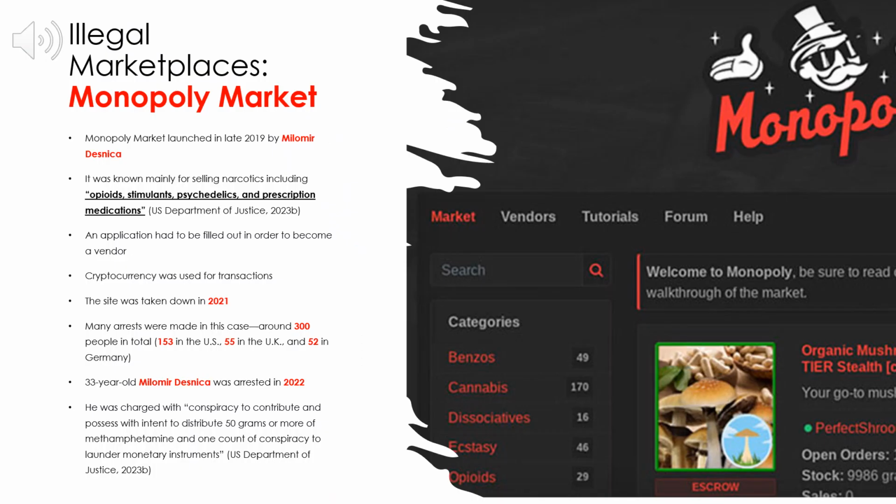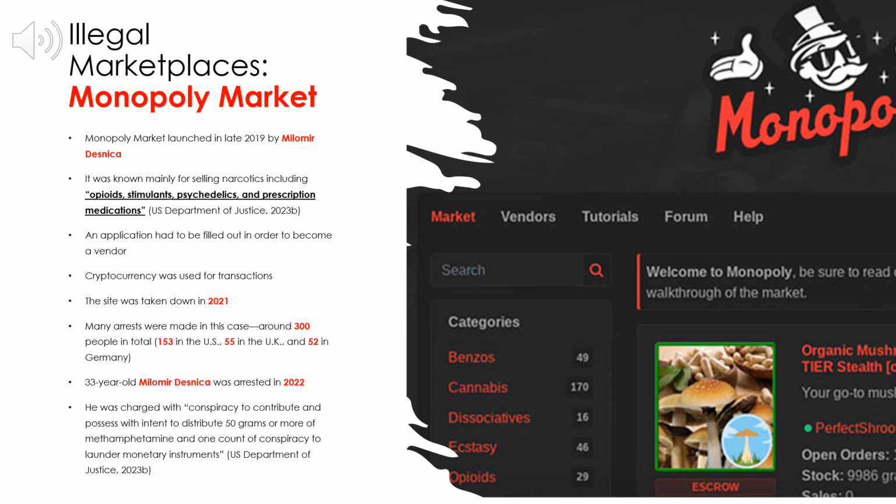Okay, now we're going to look at Monopoly Market, which was another illegal marketplace found on the dark web, and it was launched back in late 2019 by Milomir Desnica. It was known mainly for selling narcotics, including opioids, stimulants, psychedelics, and prescription medications. And an application had to be filled out in order to become a vendor, so kind of like Kingdom Market.